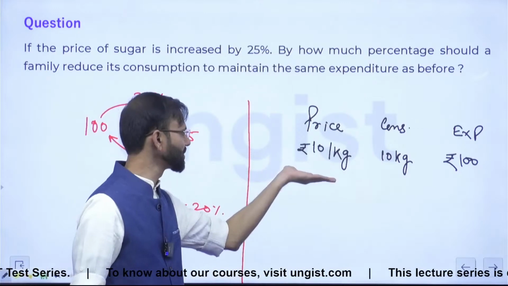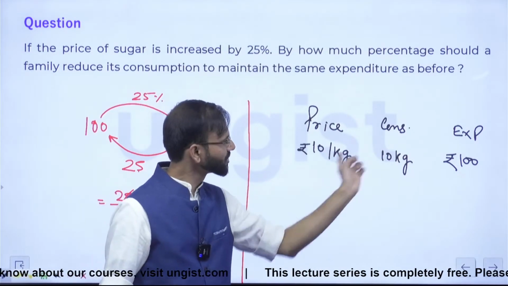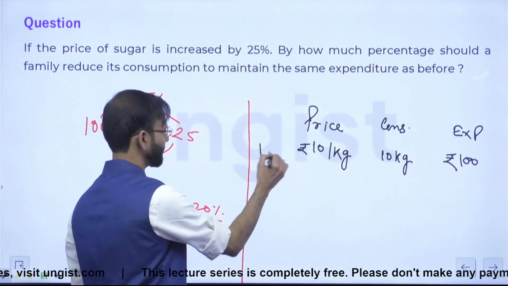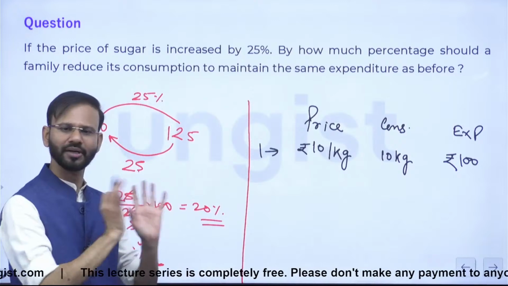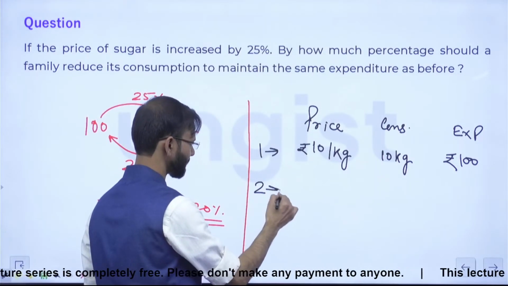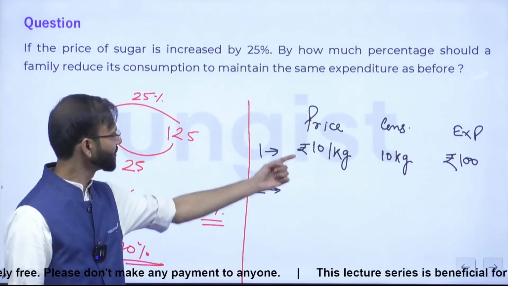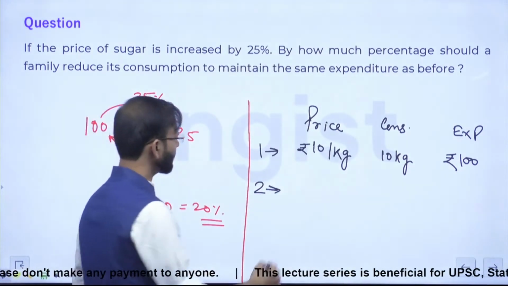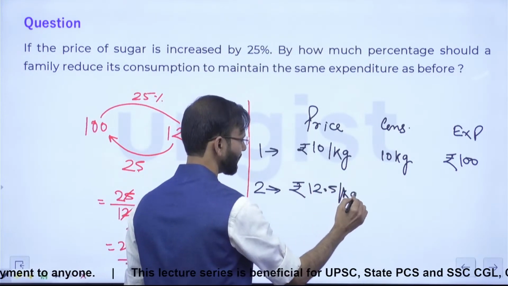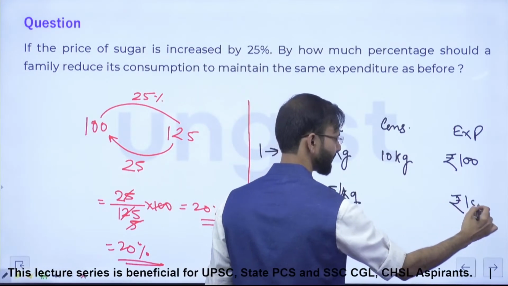Guys, this is for 1 month. Let's say the price is 10 rupees per kg and your consumption is 10 kg for the entire month. So your expenditure on sugar will be 100 rupees. Correct? Now this is the first scenario, before the increment. Now when the price increases, in the second case, the price became what, guys? 12.5, because it was increased by 25%. So the price became 12.5 rupees per kg. But you don't want to increase your budget because your salary is fixed.